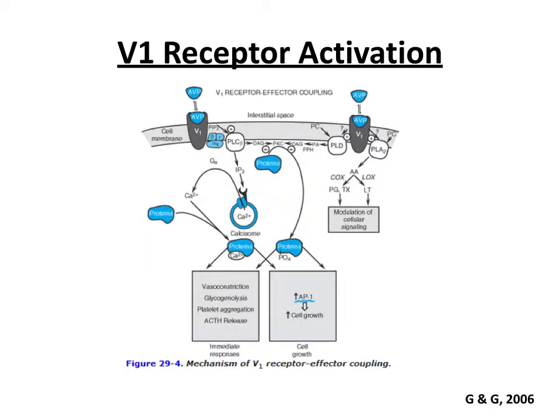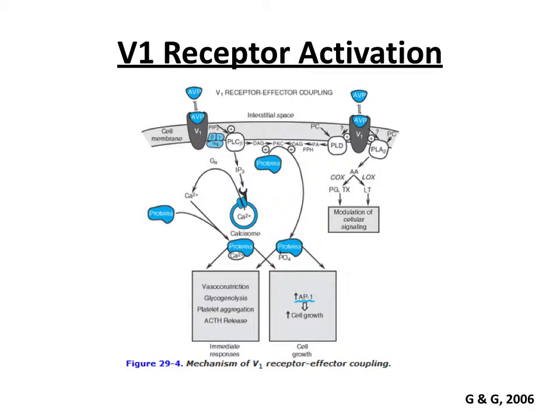Okay, this slide then just shows V1 receptor activation. Hopefully you can see all this. Up here we've got arginine vasopressin, AVP, also known as, what else? Antidiuretic hormone. You want to remember that, because a lot of times I believe clinically it still gets called antidiuretic hormone.